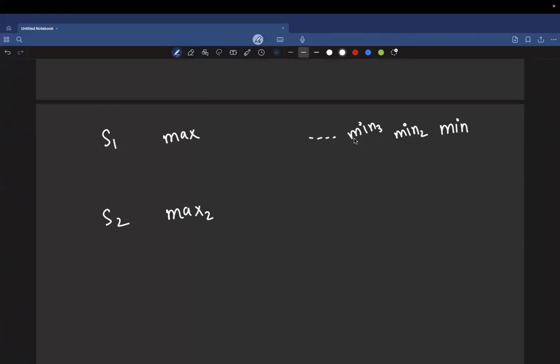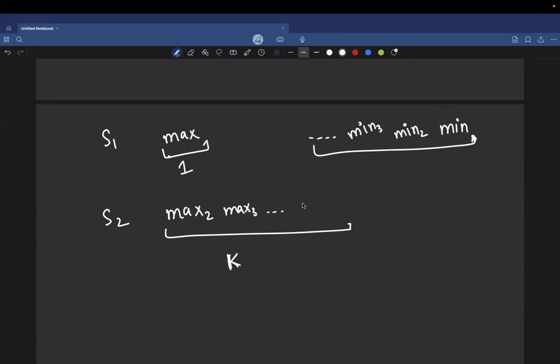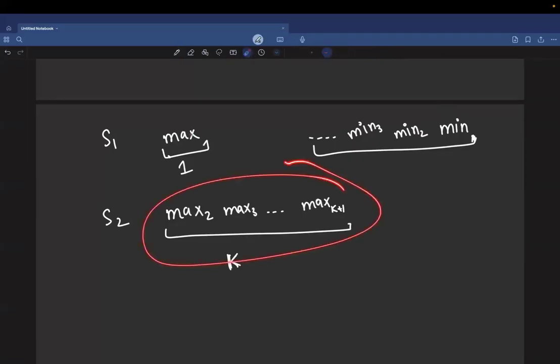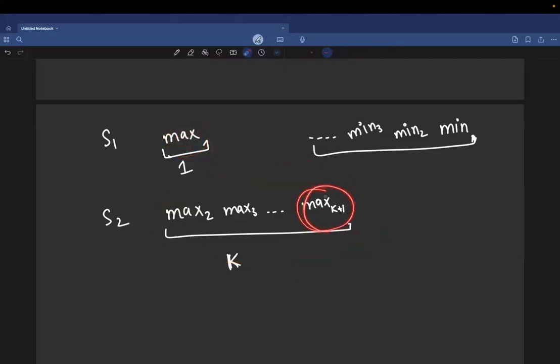So eventually, this is one element that you pulled, and you would have inserted a lot more small elements, so that there are exactly k elements here, and these k are actually the k largest elements other than the max. So it will have max 2, max 3, and so on till max of k plus 1, right? This is nothing but having the k largest elements other than this guy. So the smallest element of the second set should be equal to max of k plus 1, basically the k plus 1th largest element.